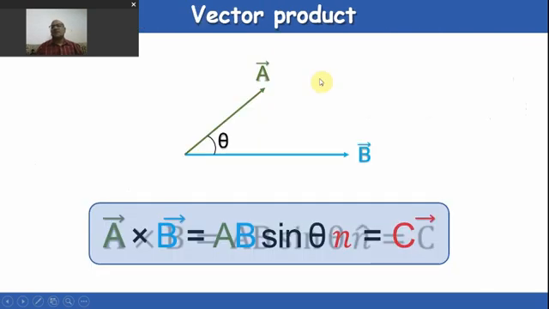Now if we see the multiplication of a vector with a vector, so that the resultant is a vector quantity, in that case it is the representation of the cross product. So A cross B, and the resultant will be AB sine theta and a unit vector. This unit vector will represent the direction of the resultant vector which comes out of this multiplication.